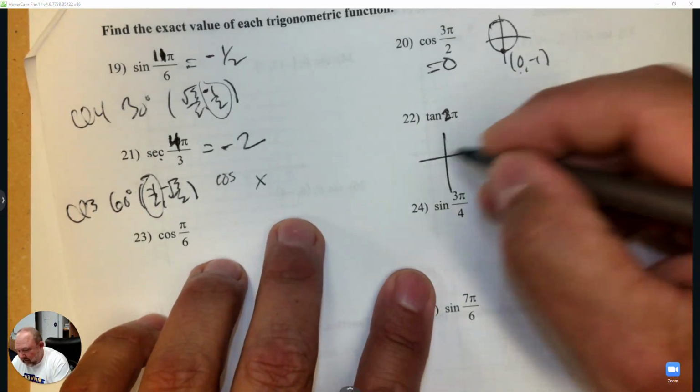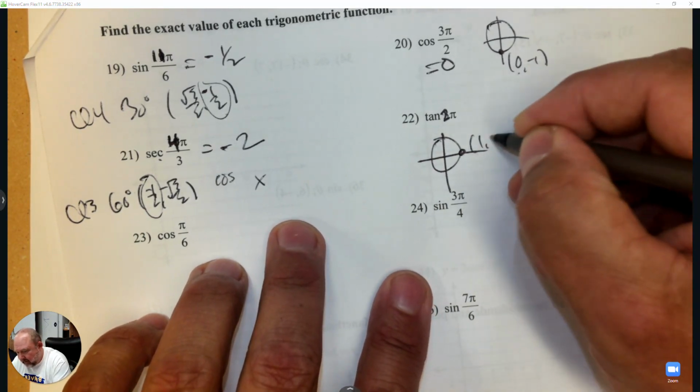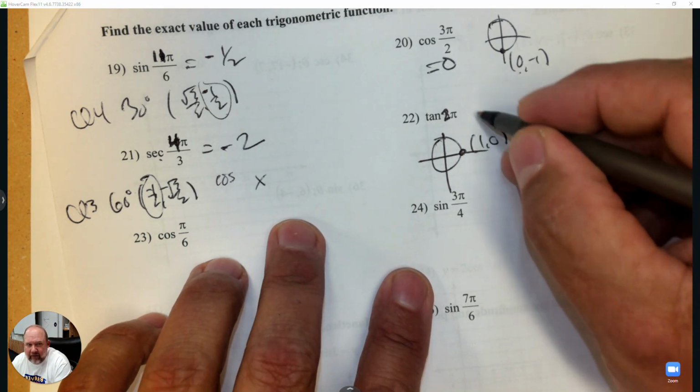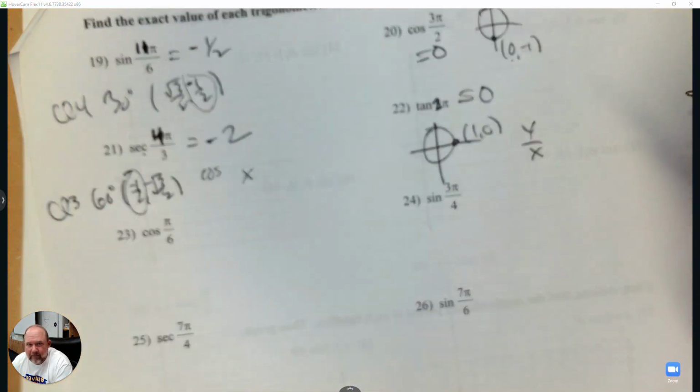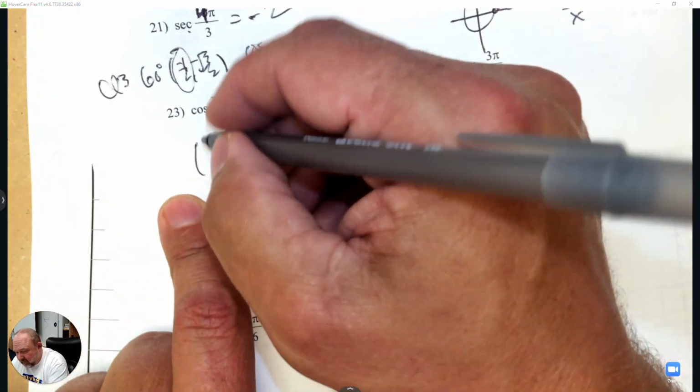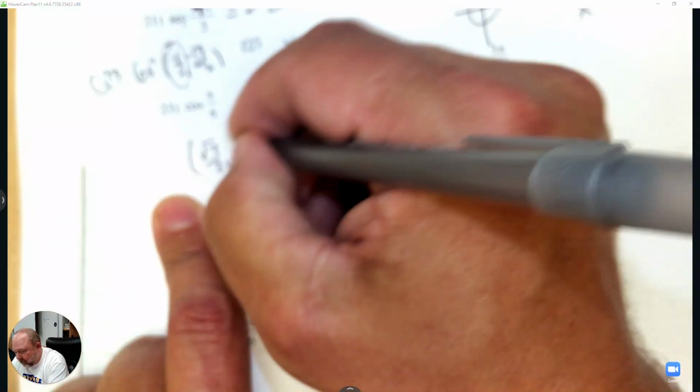2 pi is on the unit circle. It's right here, and the point is 1, 0. Tangent is y over x, so it's 0 divided by 1, so the answer is 0. Pi over 6, right there in quadrant 1, so you can go right to the point. Root 3 over 2 and 1/2, quick. Cosine is the x coordinate, so the answer is root 3 over 2.